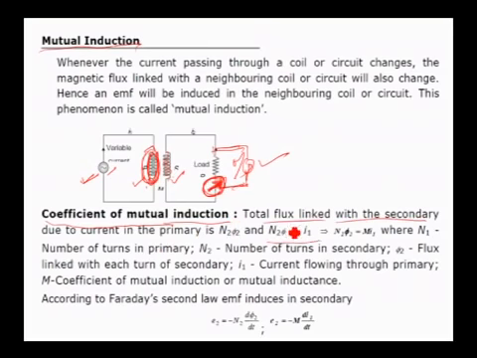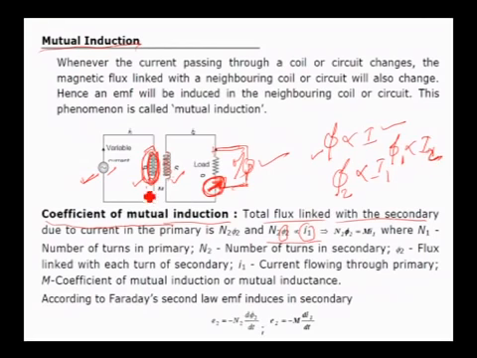The only difference you notice here is phi 2 proportional to I1, whereas in the case of self-induction it is just phi proportional to I, because there is the same coil. Current flows through one coil and flux changes in the same coil. But in the case of mutual induction, current flows through coil 1, but the flux change is in coil 2. Similarly, current changes in coil 2 and the flux changes in coil 1. That's why the phenomenon is called a mutual effect.